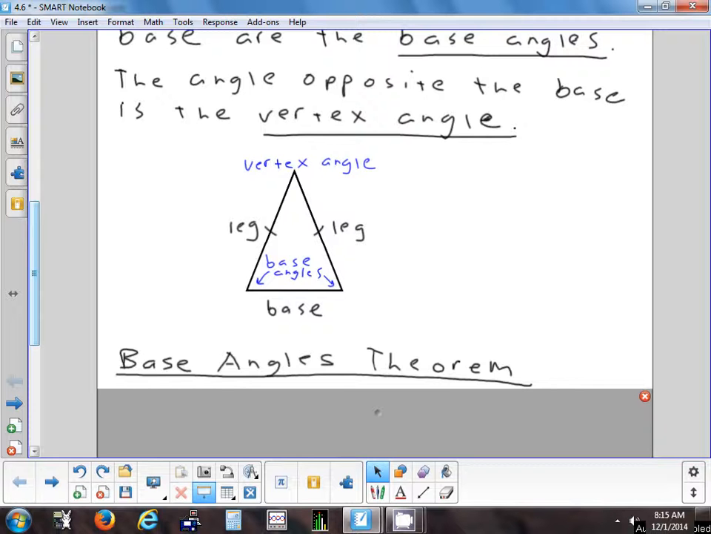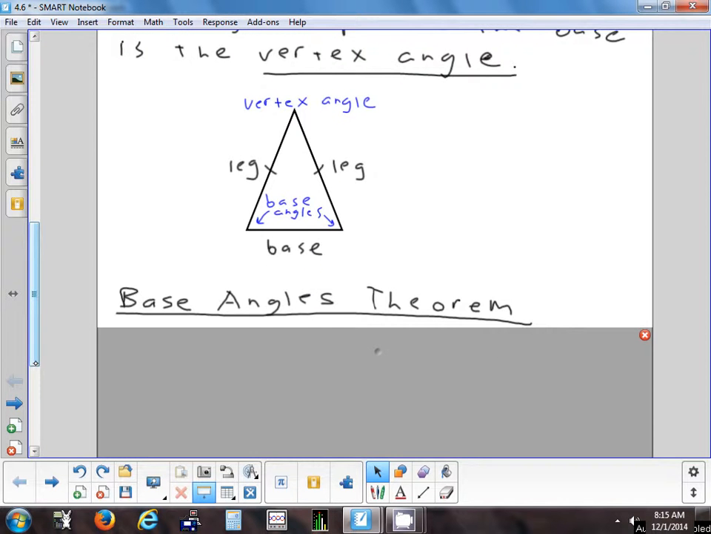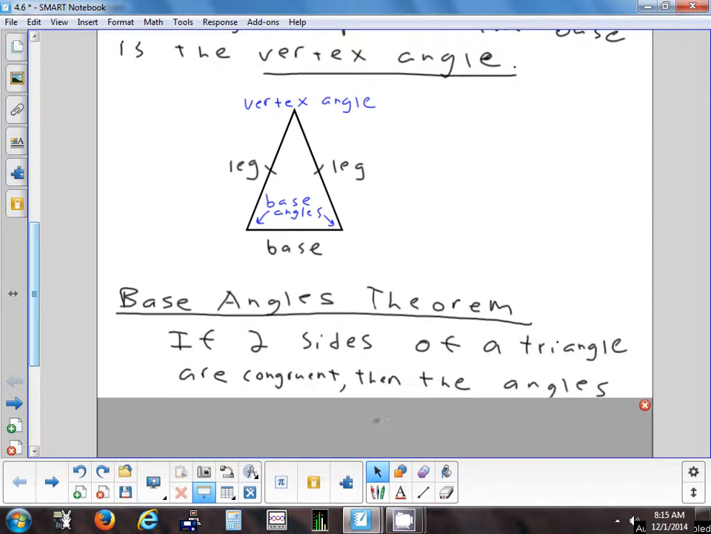All right, so we're going to look at a theorem having to do with isosceles triangles. It's called the base angles theorem. I've mentioned before, there's a relationship between sides that are congruent and the angles across from those sides. Anybody know what happens if you've got two sides that are congruent in a triangle? What about the angles across from those sides? Yeah, they're also congruent.